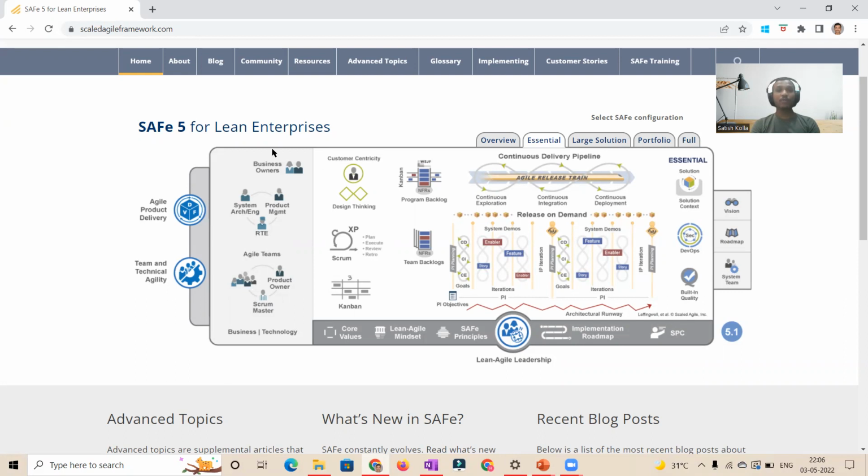And we have all the roles listed here, which start with agile teams, the product owner, and scrum master, where the team members include business and technology perspectives. At the program level, the release train level, we have the RTE, release train engineer, product management, and the system architect or engineer, along with the business owners. So this is what the essential configuration is all about.